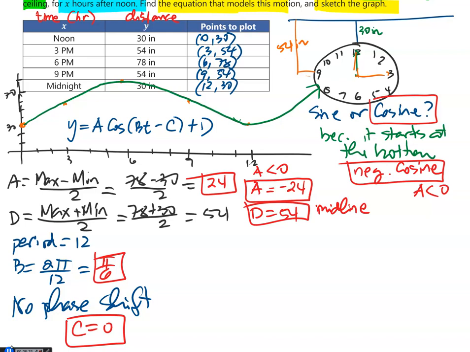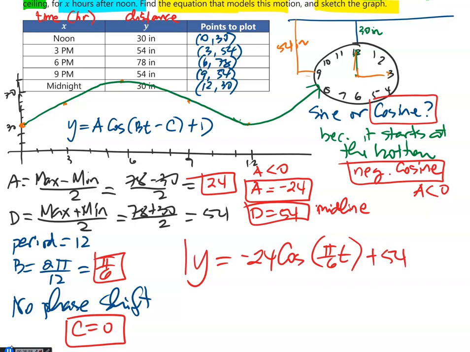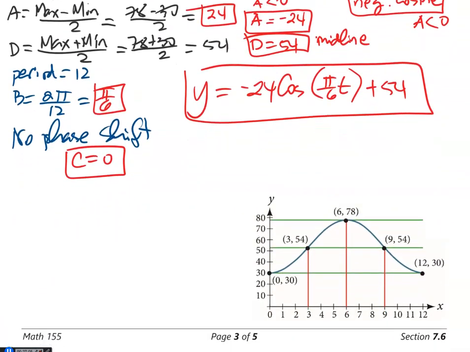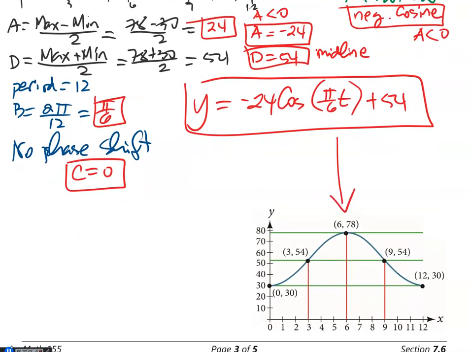Okay, so now we can write our equation. It's going to be y is equal to a, negative 24, cosine of b, pi over 6 t. There is no phase shift, that is 0, and our midline d is equal to 54, so plus 54. And that's why this is that graph.